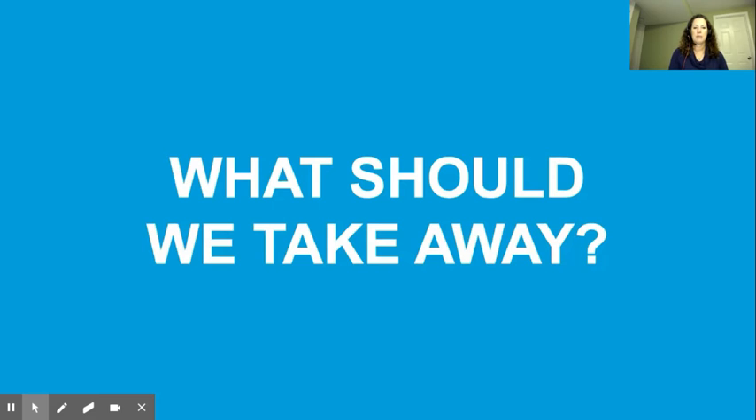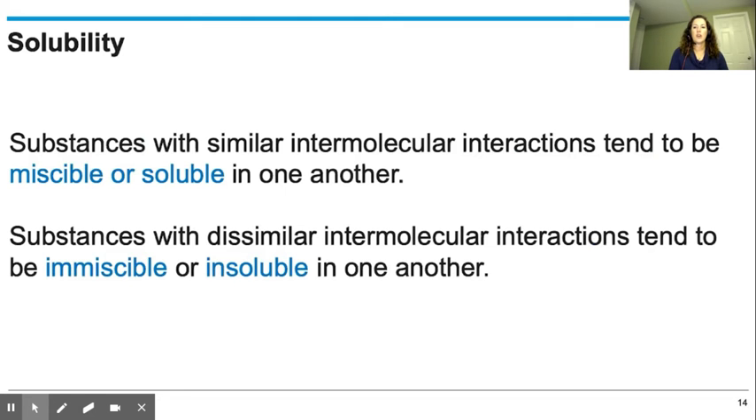So what should we take away? The overall concepts here that we want to know from this section is that substances with similar intermolecular attractions are going to tend to be miscible or soluble in one another. Substances with dissimilar intermolecular attractions are going to tend to be immiscible or insoluble in one another. So whenever I'm talking about why something dissolves in something else or why particles are attracted to some solvent, you always want to think about intermolecular forces and start describing those in order to earn your full points and to make sure that you are understanding the question and answering the question completely.